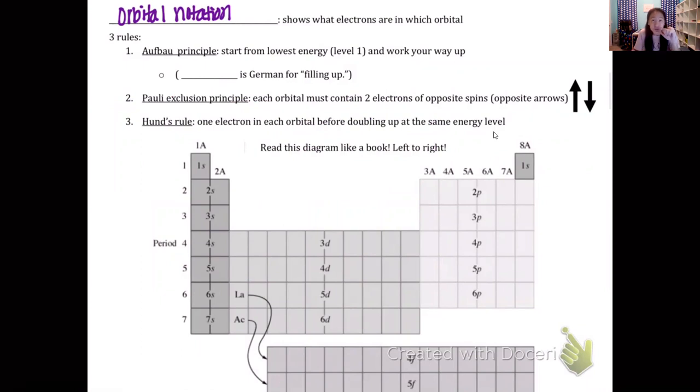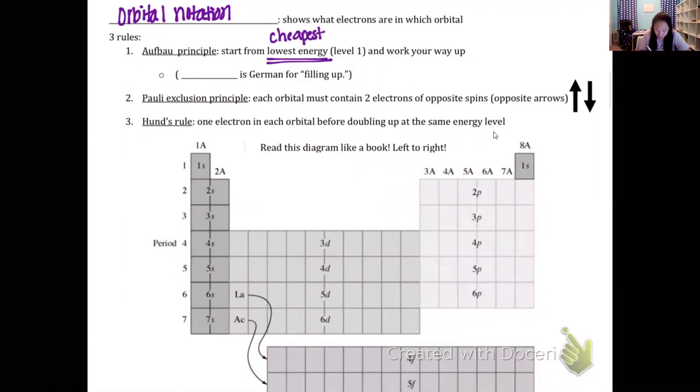There are 3 rules of how to show orbital notation of how electrons fill inside these houses. I'm going to talk about them really quick, and then I'm just going to show you an example. First one is Aufbau principle. The key word here is that you start at the lowest energy. So basically think of this as like the cheapest house, okay?